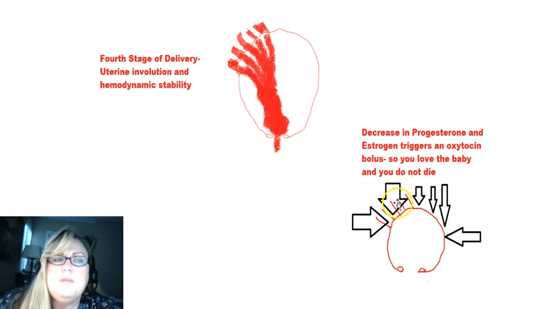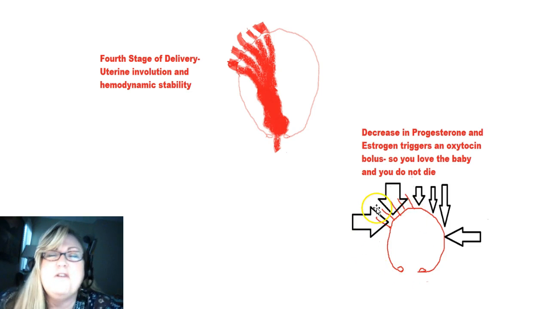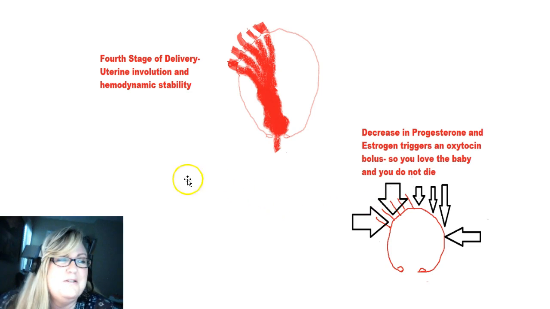So we get that big oxytocin bolus so that it will contract your uterus. Also, oxytocin is the hormone of love. So if you have a marginal looking baby, you will still think it's the best looking baby ever. This is why you fall in love with your spouse, from those oxytocin boluses.